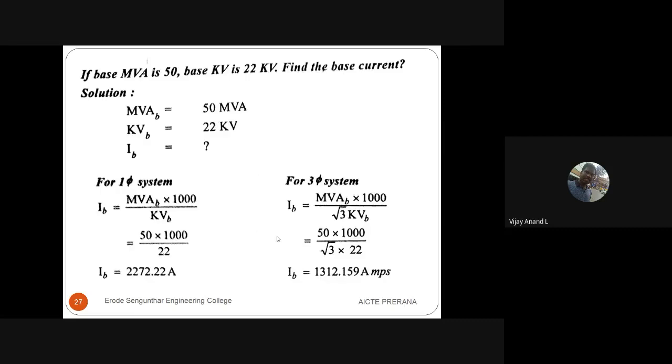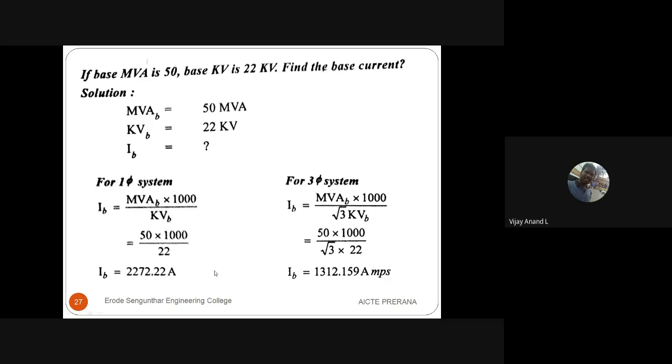Next problem. If base MVA is 50 and base kilovolt is 22 kV, find the base current. In this problem they have given the base MVA and base voltage. We have to calculate the base current IB for single phase as well as three phase. For single phase, we know the formula IB is equal to MVA into 1000 divided by kVB. The MVA value is 50 and the kVB value is 22, multiplied by 1000. Then the value of IB is 2272.22 ampere.